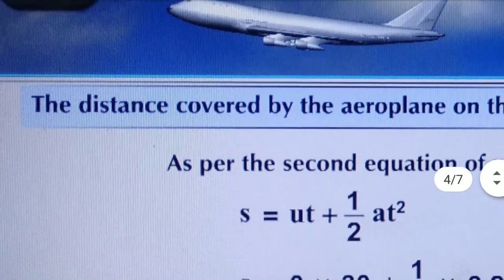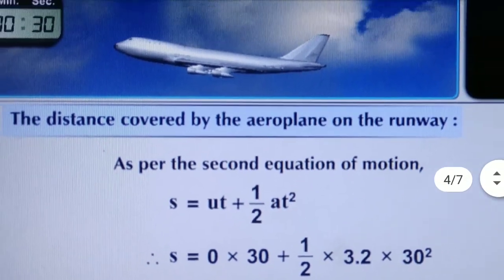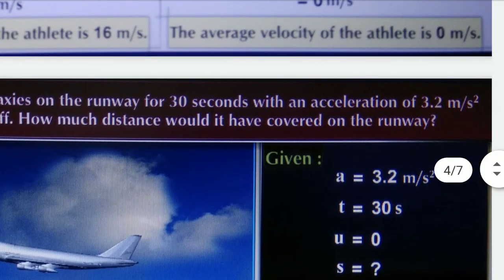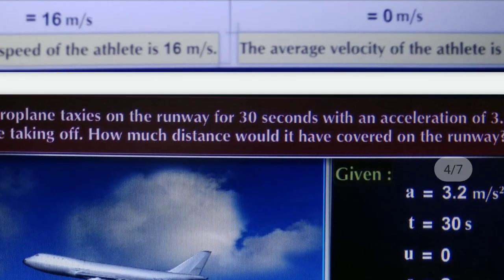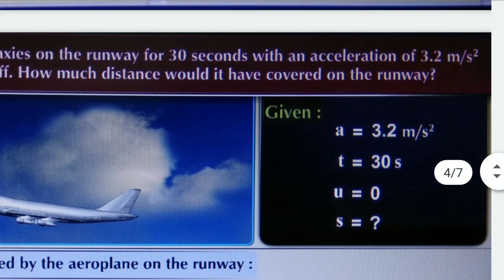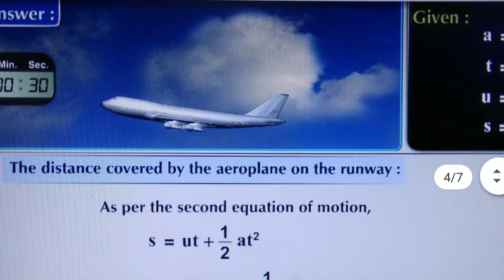The distance covered by the aeroplane on the runway, we have to find out how much distance would it have covered on the runway. That we have to find out. What is given here? Here a is given, acceleration 3.2 meter per second square. Time taken is given, 30 seconds. Initial velocity is 0 and we have to find out the distance covered by the aeroplane on the runway.